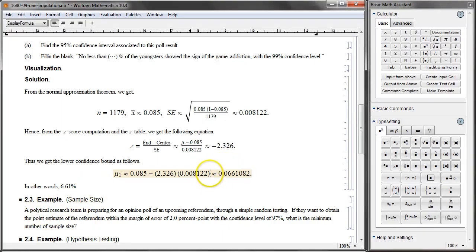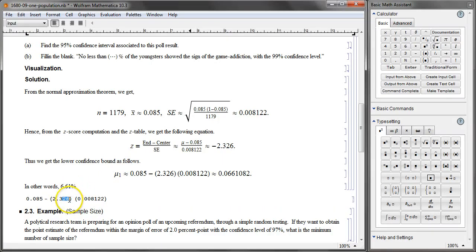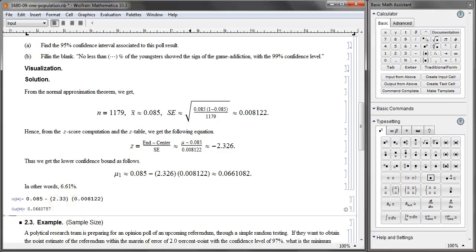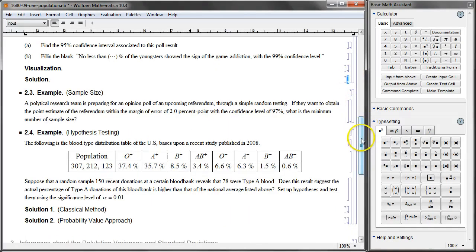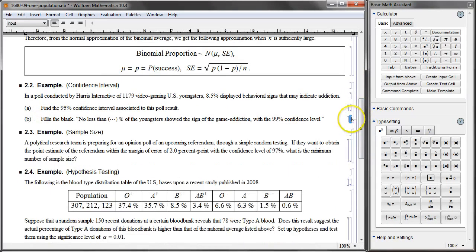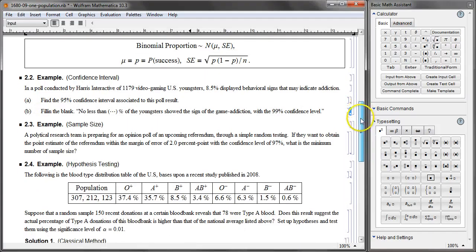By the way, what if we use negative 2.33 instead of the slightly more accurate figure over here? Let's run it, and what do you get? 0.0660757, which is still 6.61% with appropriate rounding. So this is okay. Negative 2.33 will be perfectly fine as far as I'm grading.